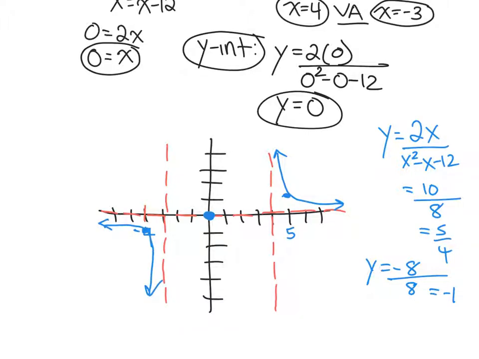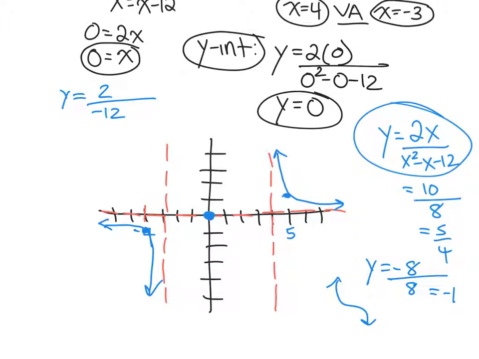And then in the middle, I bet it's going to look like that. But if I'm not too sure, I could try subbing some stuff in. What if I subbed in a 1? 2 times 1 is 2. Then 1 squared is 1, minus 1 is 0, minus 12 is negative 12. That's just going to be some small negative number, so it's going to be here.